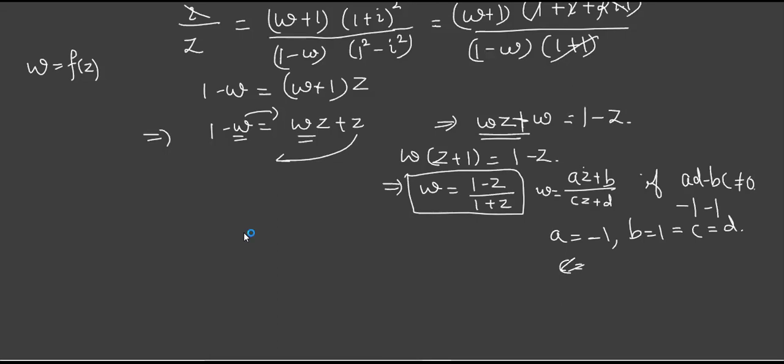Not 0. It is minus 2. Correct? So it is not equal to 0. This verification I am just telling you to recall the definition. It's not necessary that you have to check, but you should be aware. So you can say this is the required bilinear transformation.